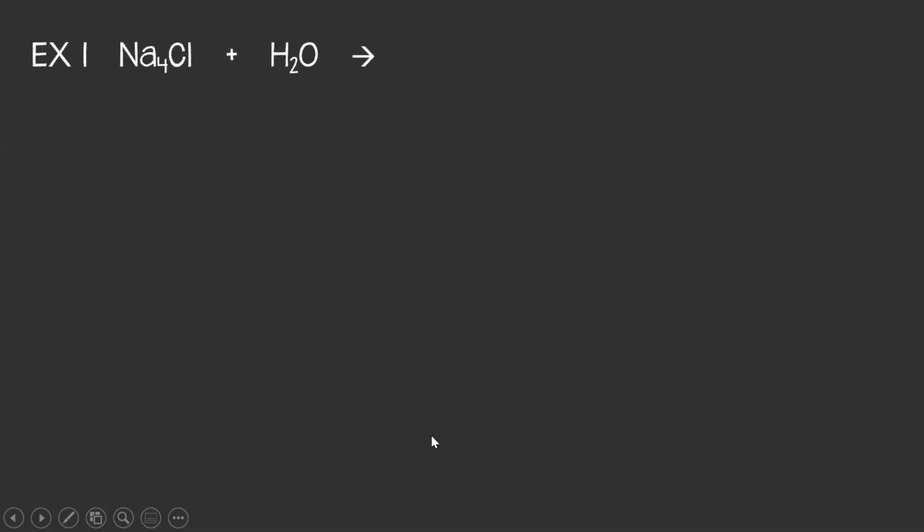Okay, so looking at this compound, I would like you to pause the video and try to determine what this compound will break apart into when it's in water. So water is going to be represented by aq. So even though we're not writing the H2O on the other side, it is represented. So what do you think? So pause the video and see what you think.